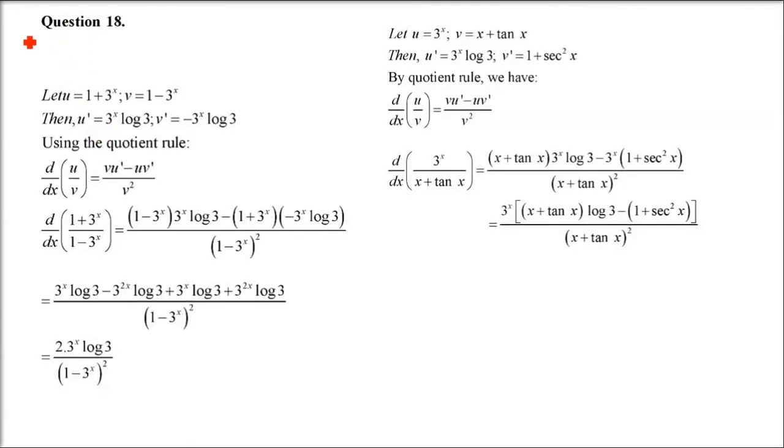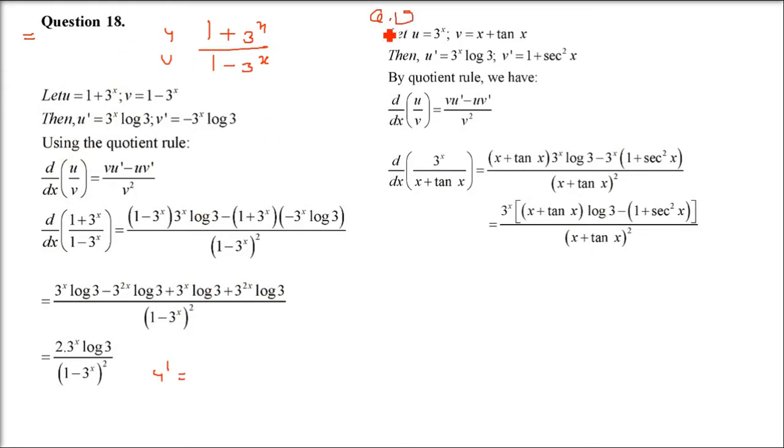Now question number 18. 18 and 19 both are here. Because they have something in common, I kept them together. This is 1 plus 3 raised x and 1 minus 3 raised x. So u and v. What is u dash? 1 will be 0, and 3 raised x will be 3 raised x log 3.